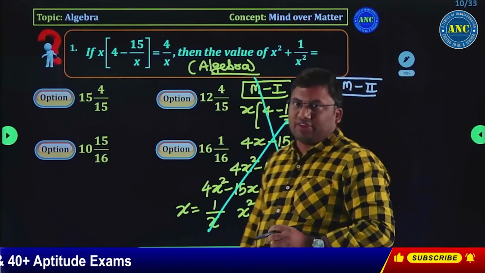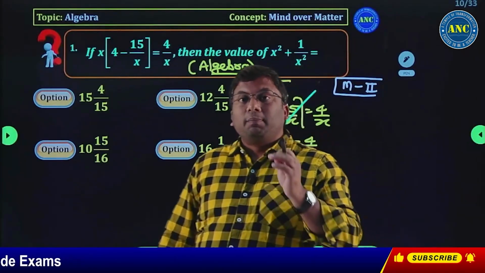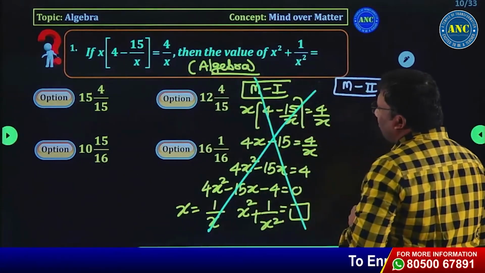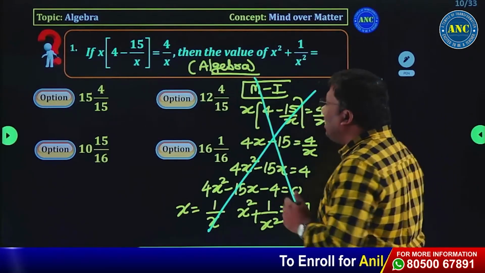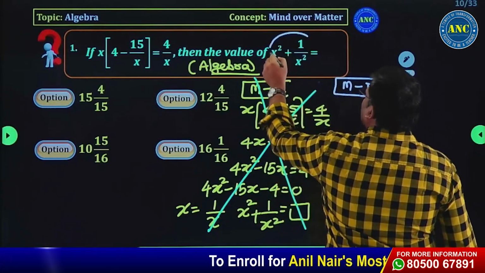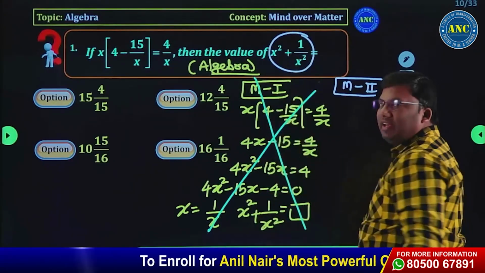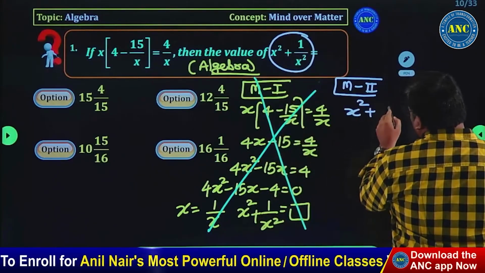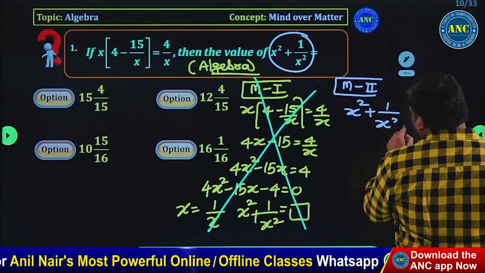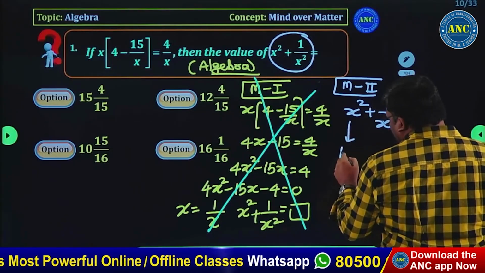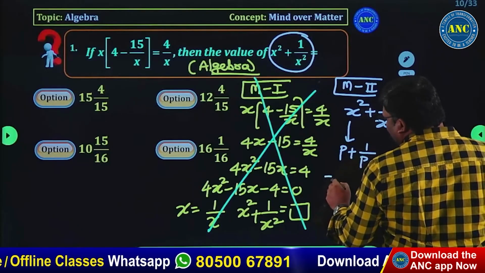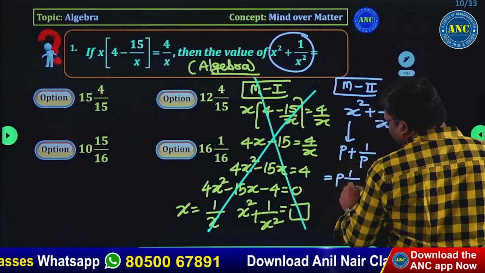Please read the question first. For a few seconds, please pause it. x into 4 minus 15 by x is equivalent to 4 by x. What is he asking in the question? He is asking x square plus 1 by x square. If x square is p, 1 by x square will be 1 by p. So p plus 1 by p.